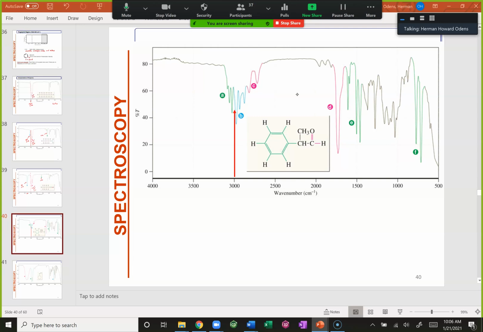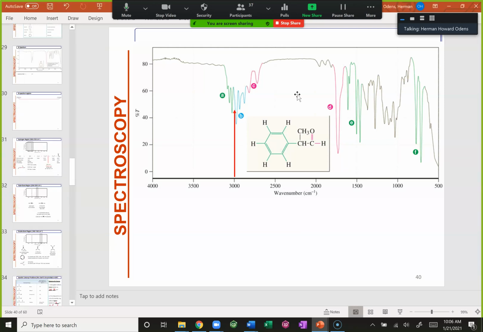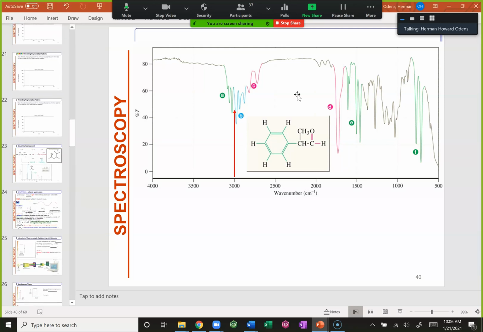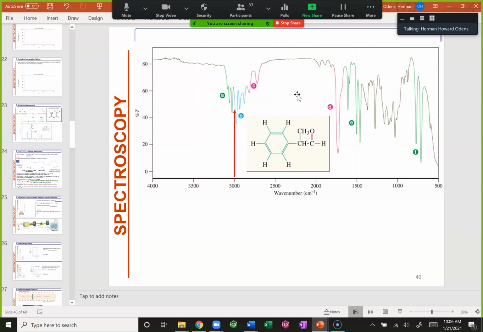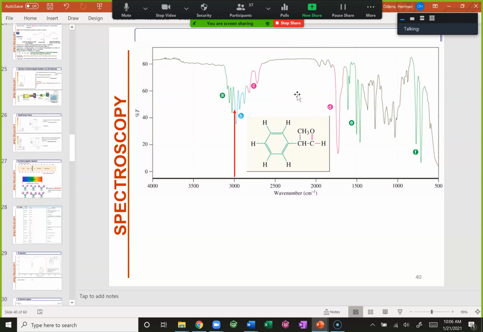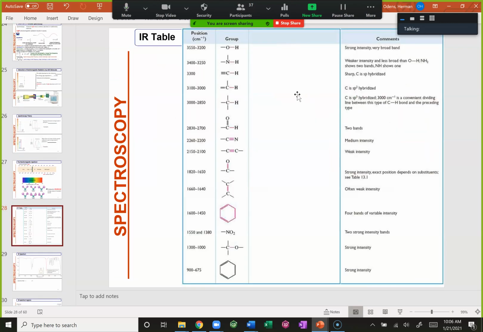However, I will give you charts, like for example, this chart. You will have the numbers, for example. Let me give you an idea. This one, I will give you the numbers. I will give you the numbers, and all you have to do is draw the functional groups. How cool is that?